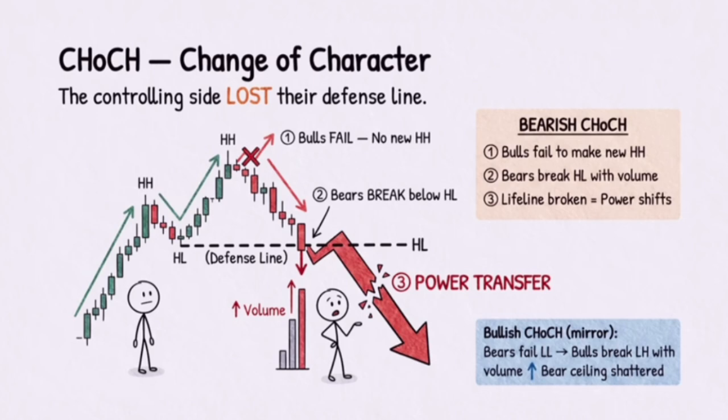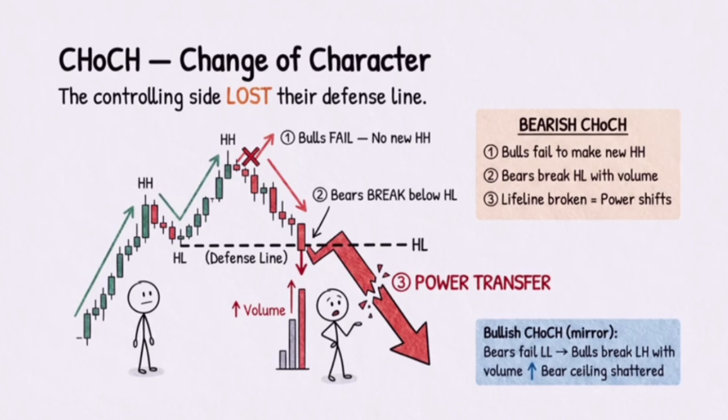First, the bulls fail to push price to a new higher high. Their attacking power is exhausted. Second, the bears counterattack and close below the most recent higher low with increased volume. Third, the bull's lifeline is broken. That's a power transfer. Bullish CHoCH is the mirror.